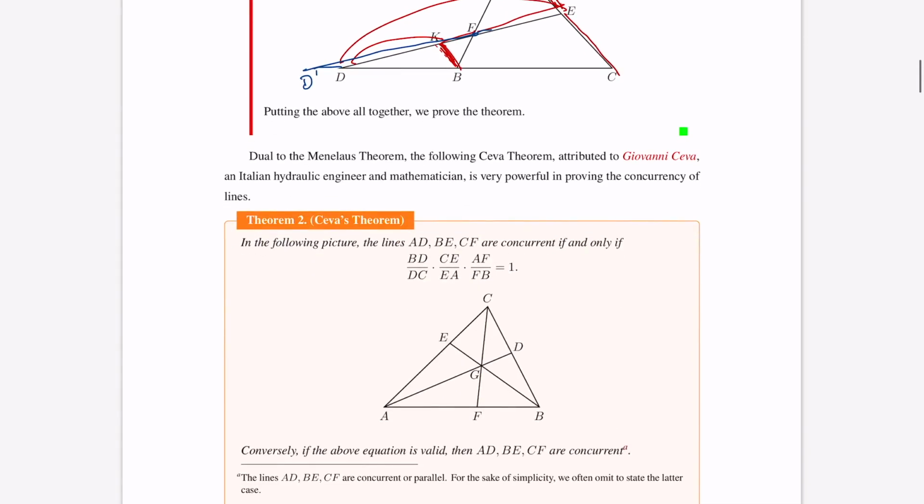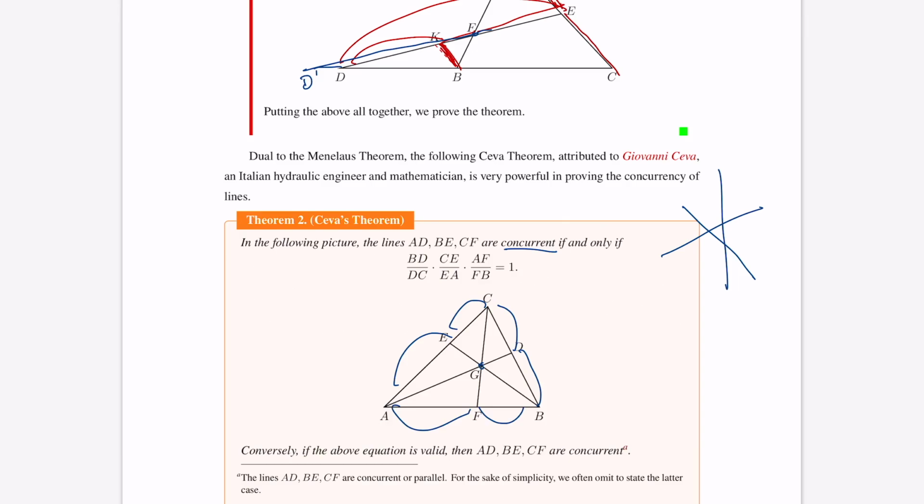Okay, the statement of the theorem goes as follows. Again, we fix a triangle ABC. And we assume that AD, BE, CF are concurrent. That means these three lines meet at one point. We know that in general, three lines don't meet at one point. But if these three lines meet at one point, then we have another multiplication of three ratios that is equal to 1. Namely, BD over DC, CE over EA, and AF over FB, that is going to be equal to 1.